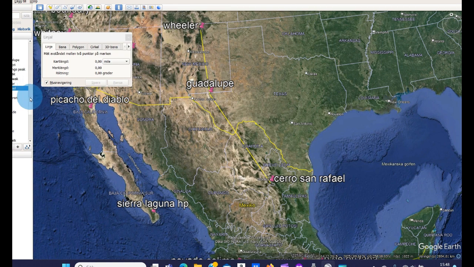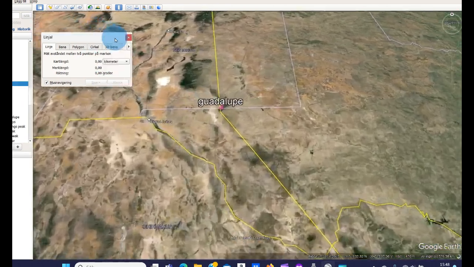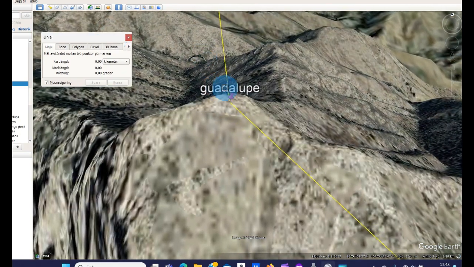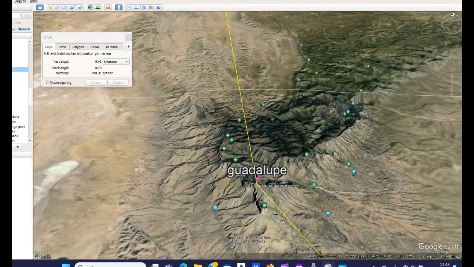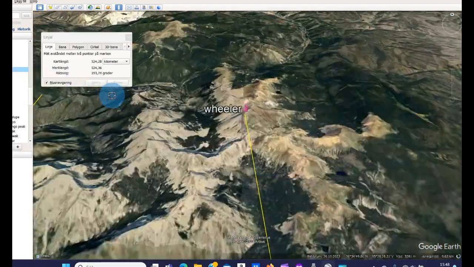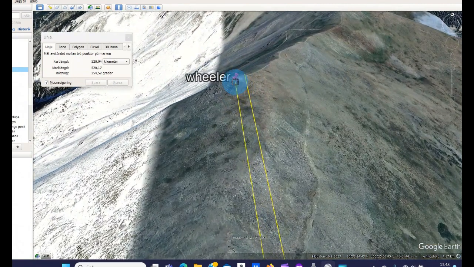So let's measure that from Guadalupe to those two others. First in kilometers to Wheeler. From here then, and up to Wheeler. And the distance we find here is just around and a little bit over 520 kilometers, as you can see in the measure tool. In the middle row we have 520.2, just thereabouts, a little bit less.